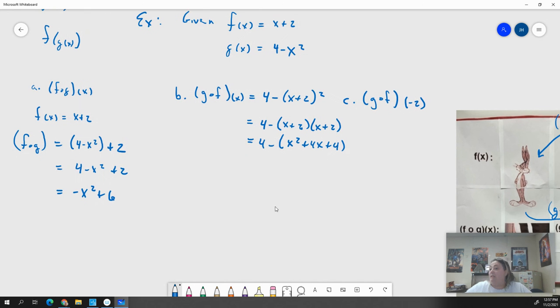Now, here's the thing. This minus right here has to be distributed, right? Because we're saying minus x squared, but we're also saying minus 4x minus 4. And so this becomes 4 minus x squared minus 4x minus 4. And now we can just combine our like terms. Well, there's no other x squared term, so it's just minus x squared. Then we have no other x term, so it's minus 4x. 4 minus 4 is 0, so this is it.